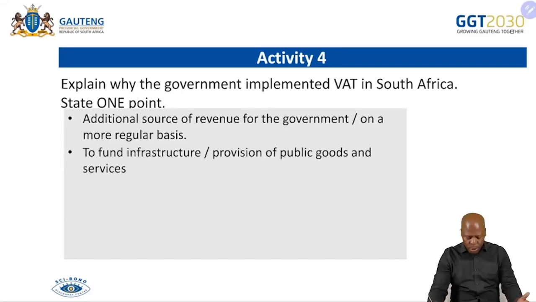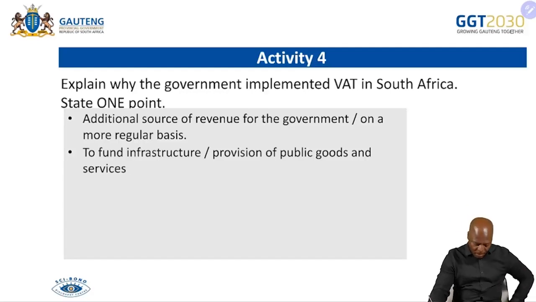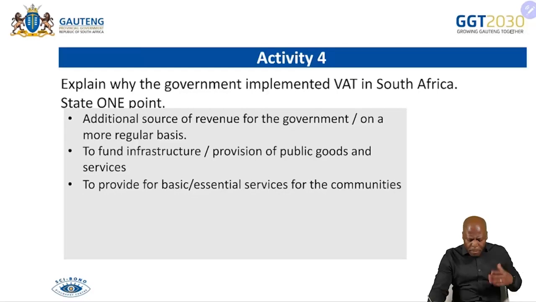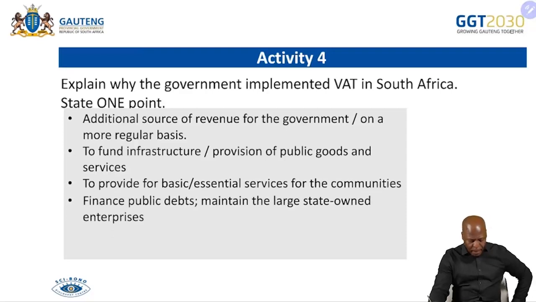And it is also to fund infrastructure. We're talking about public roads, hospitals, and other services. So the VAT amount is used now to fund public infrastructure. And then to provide for basic essentials for communities. So we use the VAT amount to provide for basic necessities for the communities. Okay. And then it is also to finance public debt, okay, and maintain the large state-owned enterprises.